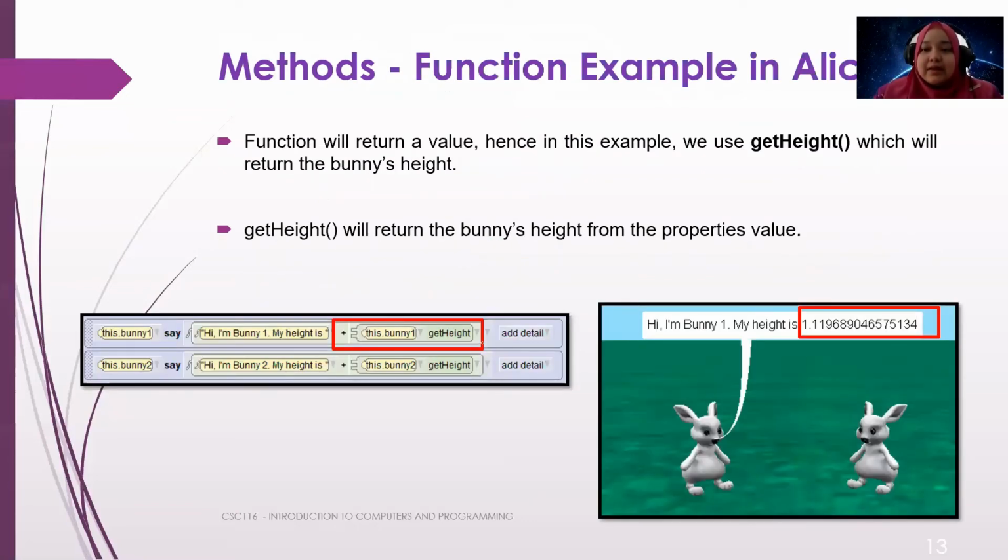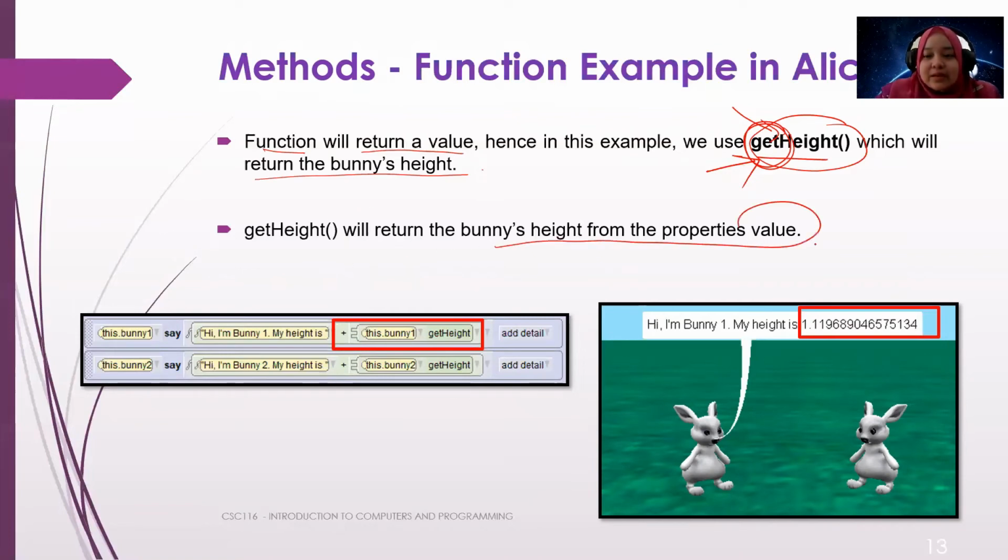Okay, so let's see what it means about the function. Method function example in Alice. A function will return. Remember, the keyword of function is that it will return a value. Hence, in this example, we use get height, which will return the bunny height. See? When we drag this function to our code editor panel, it will do something for you. When you drag this function to the code editor panel and you see it says get, it means it has to return something to us, to the user. Who is the user? The one who uses the Alice software. So here it says get height will return the bunny height from the properties value.